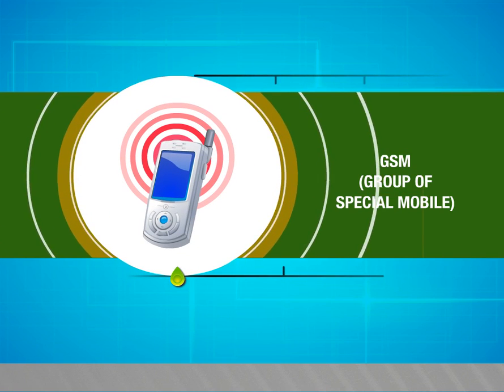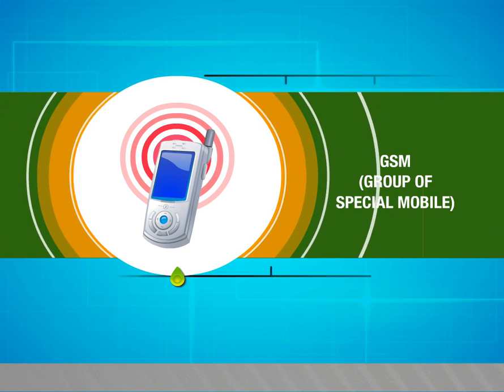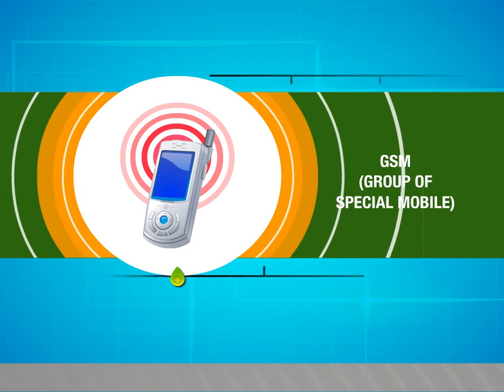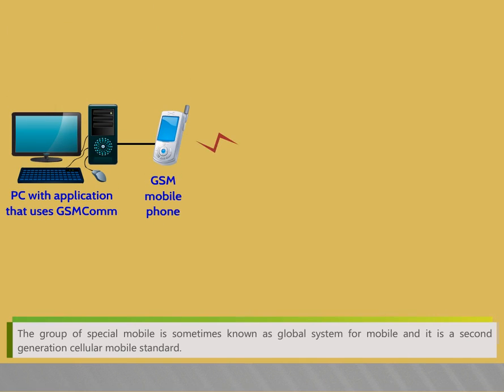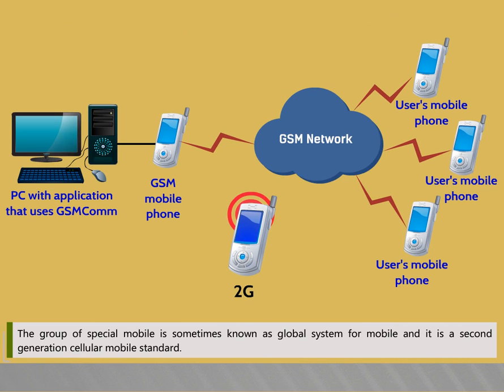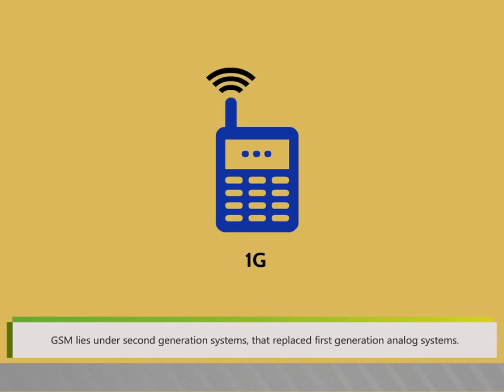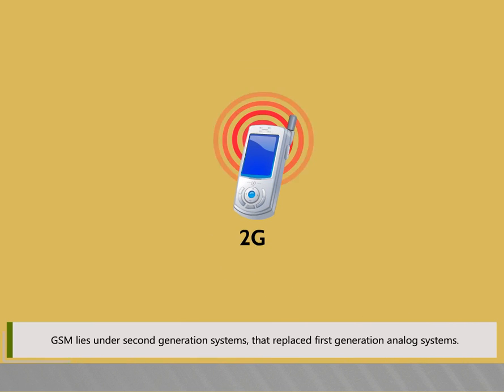GSM, Group of Special Mobile. In this video, we are going to see about GSM, that is Group of Special Mobile. The Group of Special Mobile is sometimes known as Global System for Mobile and is a second generation cellular mobile standard. GSM lies under second generation systems that replaced first generation analog systems.